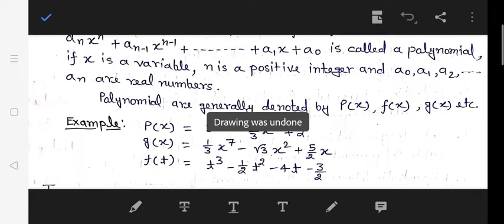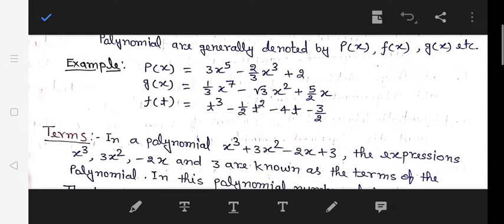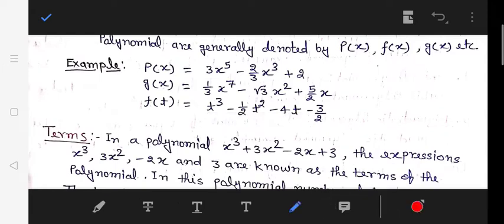So now here I am going to explain certain examples. Here is a polynomial I have written: 3x power 5 minus 2 by 3x cube plus 2. If you match it with the definition, in 3x power 5, 3 is the real number, x is the variable and its exponent is 5, a positive number. Then minus 2 by 3 is the real number, x is the variable and its exponent is a positive integer. Now plus 2, so that is the polynomial.